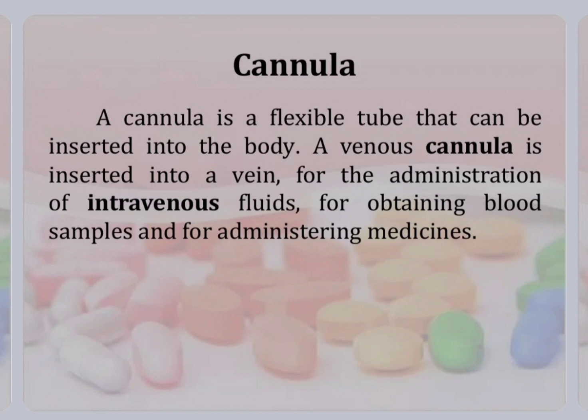So now coming to the instrument or device that we use for these IV cannulations, we have the peripheral venous catheter, that I already told you. Simply it is a flexible tube that is placed into the peripheral veins for venous access, to administer intravenous medication therapy, or sometimes to withdraw blood samples from there as well.